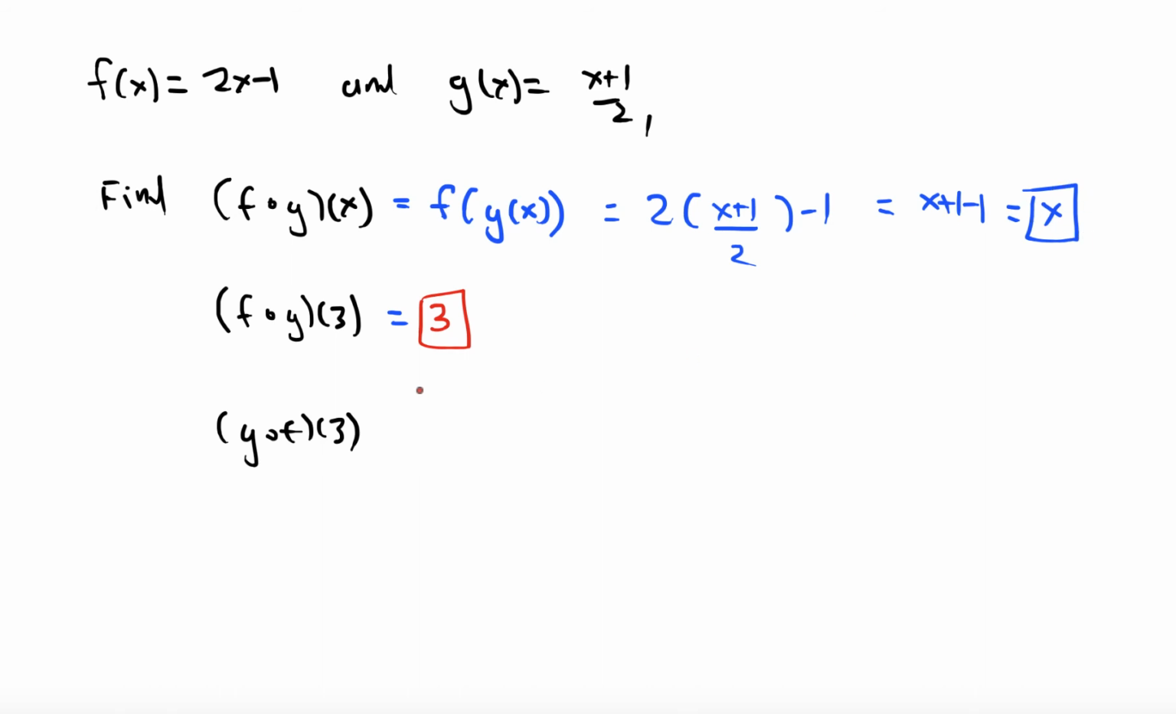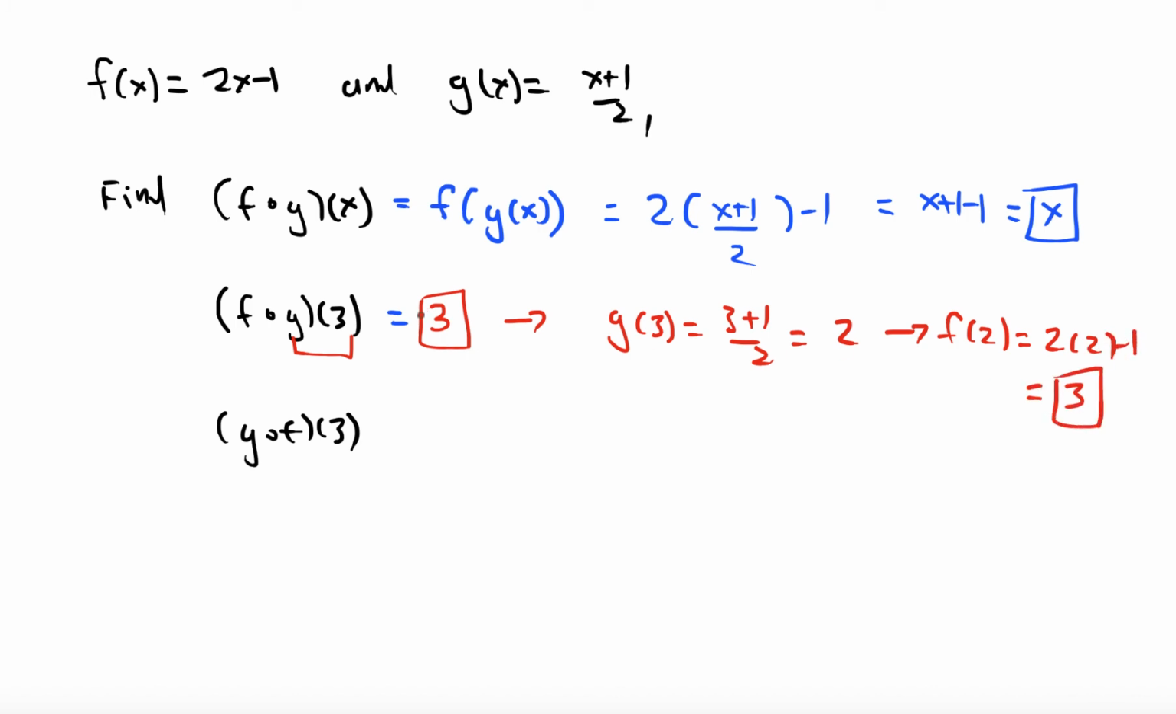Now, what is the other way to do this? Let's do g of 3 first. We plug 3 into the g function, we get (3 plus 1) over 2, 4 over 2, which is just 2. But then what do we do with this 2? Well, we plug it into the outer function, which is f. So what is f of 2? It's 2 times 2 minus 1, 4 minus 1, which is 3. And we get the same answer, as we should.